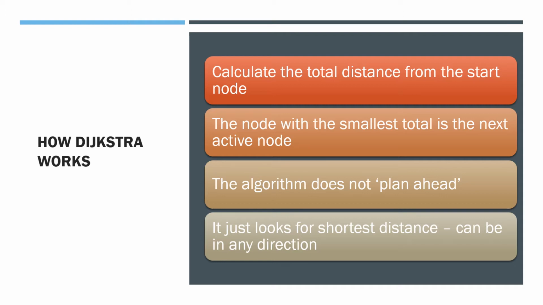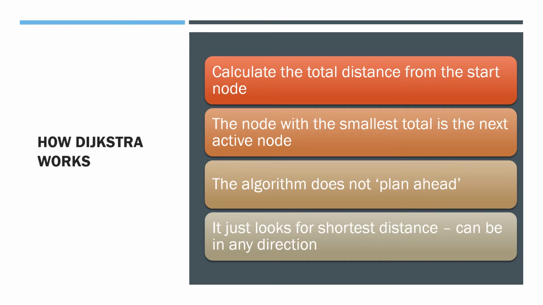At each stage, we calculate the total distance to each node from the start node. We then choose the node where the total distance from the start is the smallest, and that becomes the next active node. The algorithm is what we call a greedy algorithm. It picks the best answer at that point. It doesn't look ahead. It just looks for the shortest distance each time. And that could be in any direction.